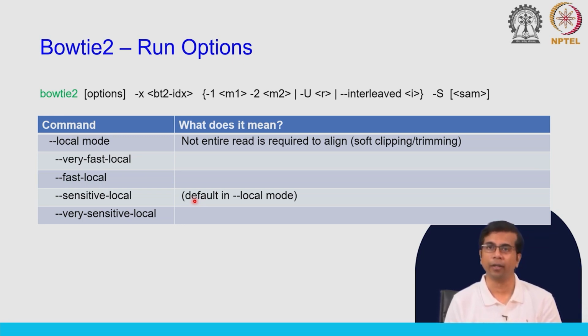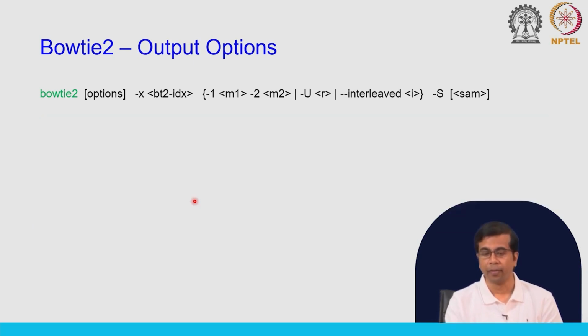So, very fast will be, as the name suggests, quick, but it will sacrifice some accuracy, whereas very sensitive local is at the other end of the spectrum, right. So, it is very slow if you compare it with the very fast option. It is the slowest option of all, but it will give you the most accurate results. Again, the default is --sensitive-local, which actually works very well for most of our applications.